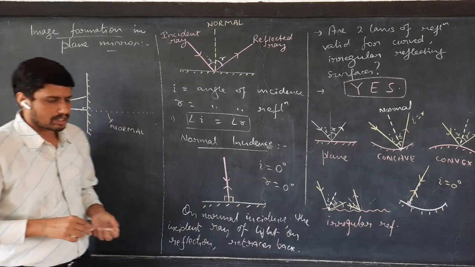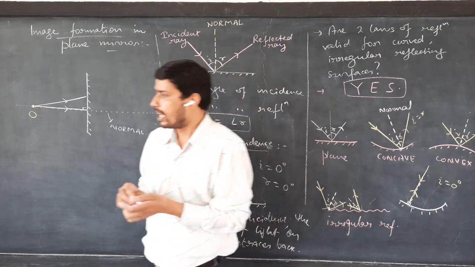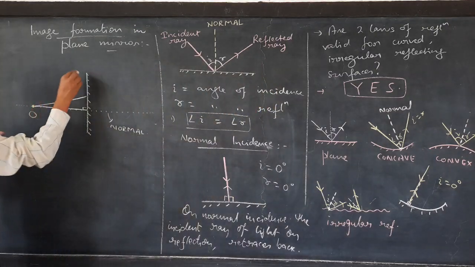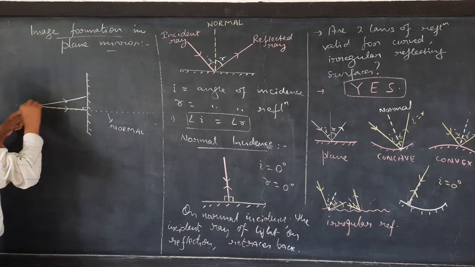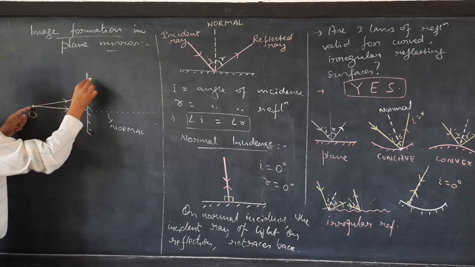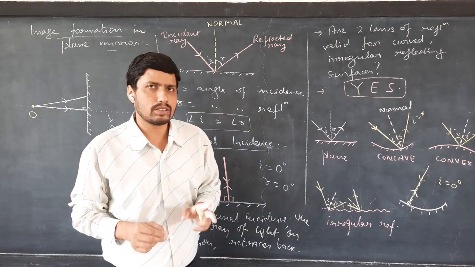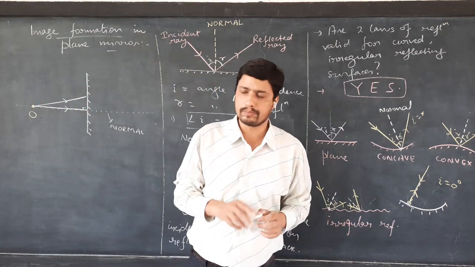So these are the incident rays from the object. Don't think there are only two rays. Actually, when you put an object in front of a mirror, light from this object falls at different points on the mirror. If you wish, you can draw five rays. But I told you, a minimum of two rays must be drawn. Minimum.